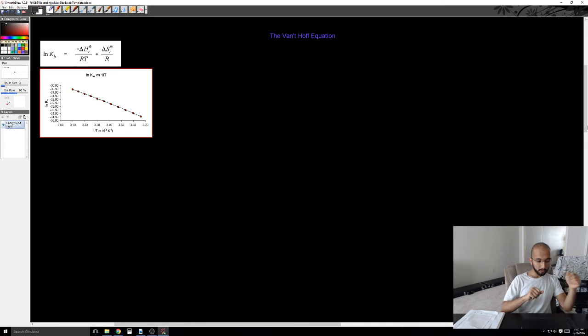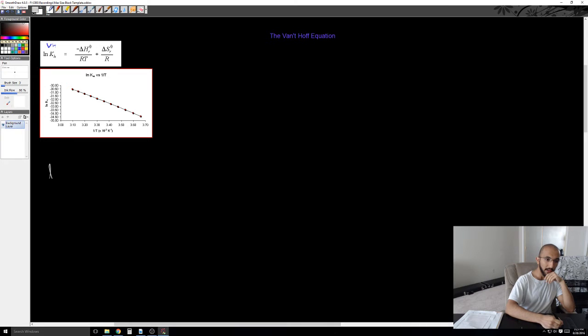Now, if you look on the left of the screen, what we have at the top is the Van 't Hoff equation, the VH equation. What it states is that the ln of the equilibrium constant is equal to delta H standard over RT plus delta S standard over R. Now, this might not look super familiar or useful at first, but let's write it out and dig into it and see what's so useful about this form.